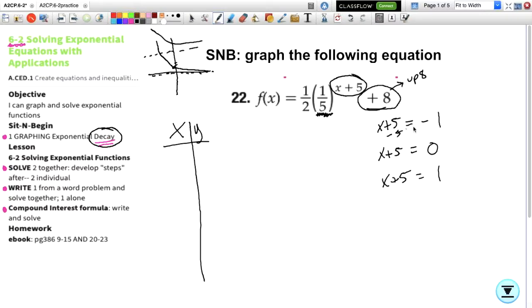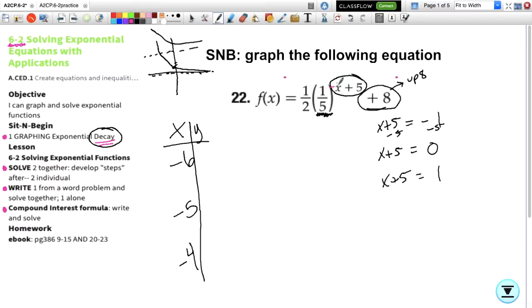So I'm going to minus 5, minus 5. These are same sign, add and keep. So my first x is going to be negative 6. Minus 5, minus 5, I'm going to get negative 5. And then minus 5, minus 5, I'm going to get negative 4. These are my 3 x's I'm going to plug in and get out my y's.